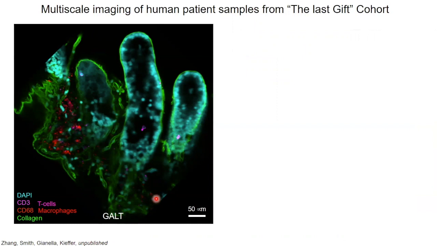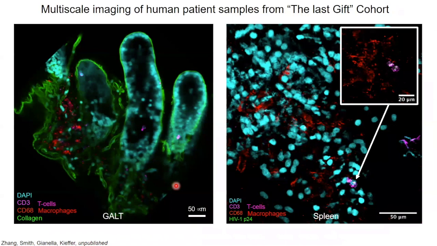And then if we look here in red, we can see macrophages. You can see these large, convoluted nuclear morphologies of these macrophages. There's some more here, and we've actually been able to see T cells, and at least in a few examples, some that are colocalizing with HIV proteins. And so this is giving some preliminary results showing that we can indeed detect HIV infected cells from human patients from the last GIFT cohort.